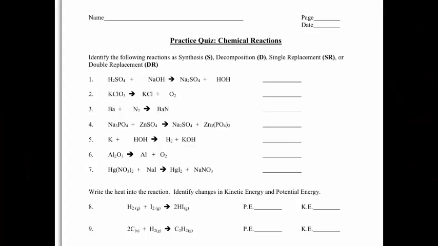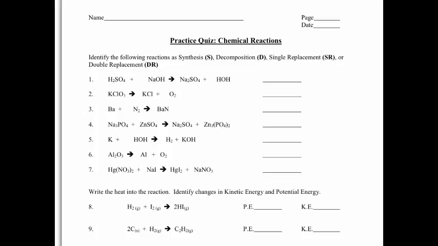Let's go over the practice quiz on chemical reactions. In the first section on the practice quiz, you're going to need to be able to identify the 4 different reaction types we've been covering. Synthesis, when you're taking smaller pieces and building one larger one, so typically you'll see multiple reactants but just one product. Decomposition, which is the opposite, so you'll start with one reactant and end up with multiple products.